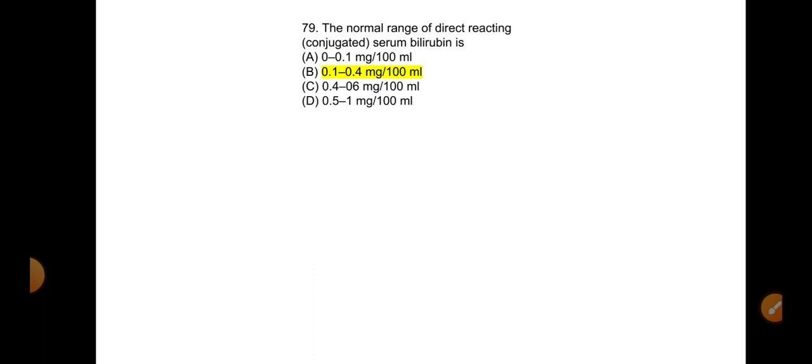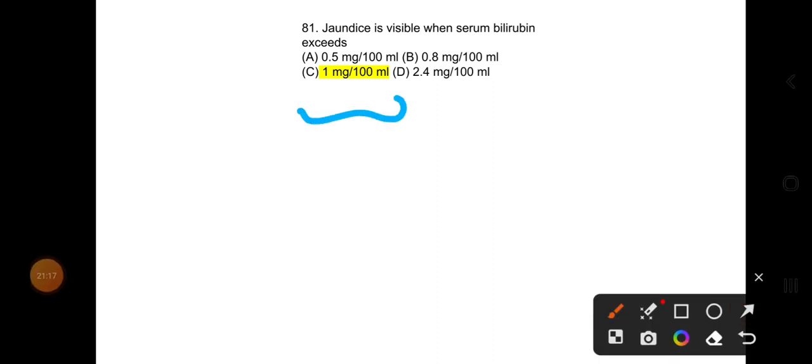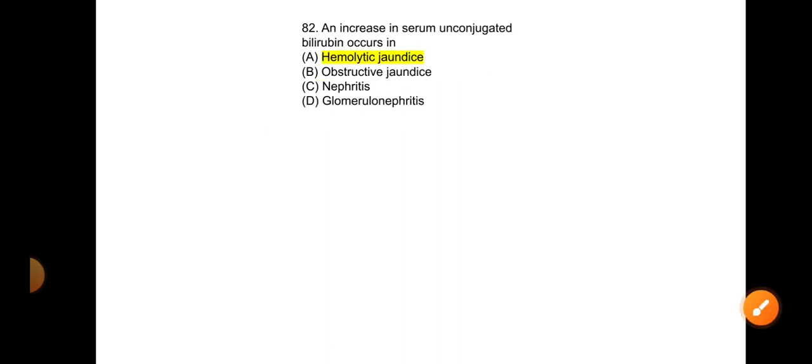79 is normal range of direct reacting serum bilirubin, again 0.1 to 0.4 mg per 100 ml, not an important question. 82nd, not important, bilirubin in serum 0.2 to 0.7 mg per 100 ml. This is indirect. Jaundice is visible when serum bilirubin exceeds, when this value increases then jaundice happens. Jaundice happens when the value becomes 1 mg per 100 ml from 0.2 to 1 mg, that is 5 times increase from 0.2.